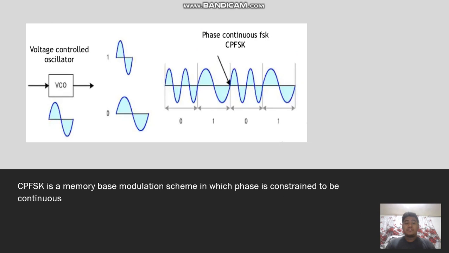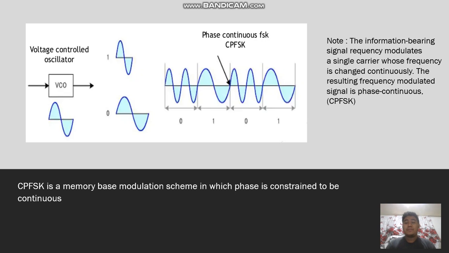So, CPFSK is a memory-based modulation scheme in which phase is constrained to be continuous. So we have here the voltage controlled oscillator, and we have the phase continuous FSK, CPFSK. We can see the difference on the other one. Note that the information bearing signal frequency modulates a single carrier whose frequency is changed continuously. The resulting frequency modulated signal is phase continuous, or CPFSK.